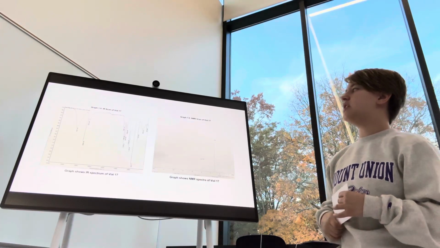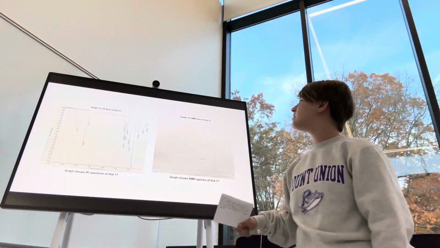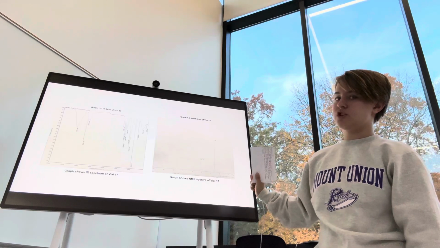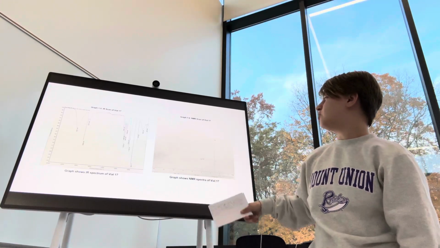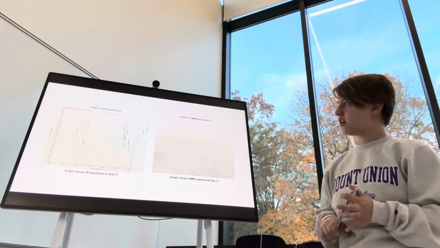And these are the scans. This is the IR scan of vial 17. And this is the NMR scan of vial 17. As you can see, the NMR scan shows 3 different peaks, and each one is labeled, with a 1:1:6 ratio.